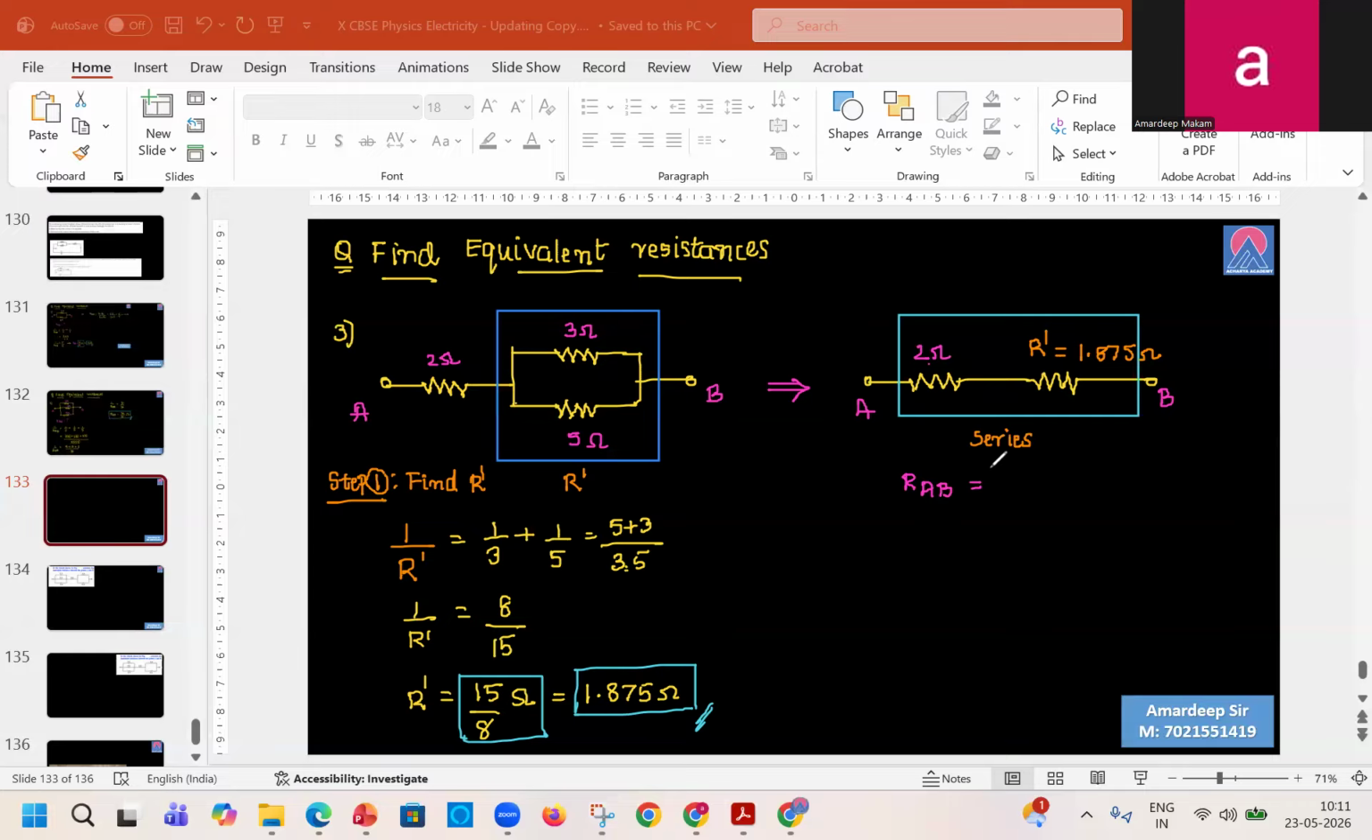Now it is equivalent to 2 plus 1.875, which equals 3.875. You check that 0.875. 15 divided by 8, yes. You can do it by your own calculator techniques, or you can do it by division also. But in the exam, you'll have to do it your own way. You have to calculate it in rough and the values are there.